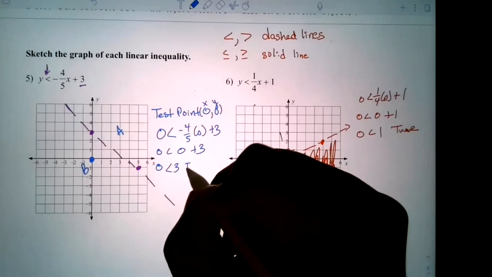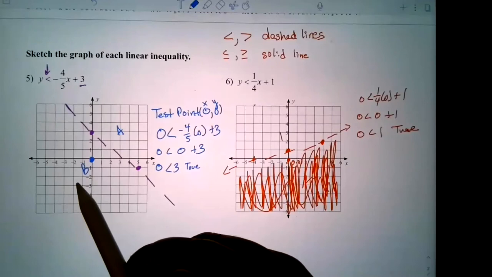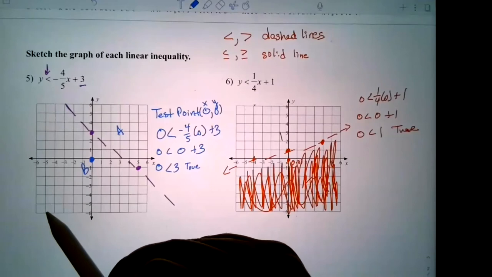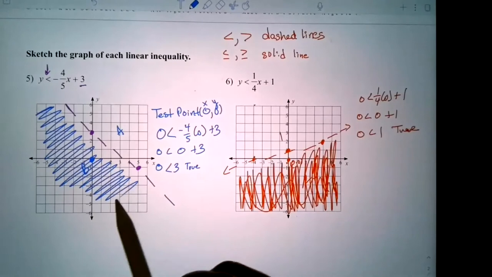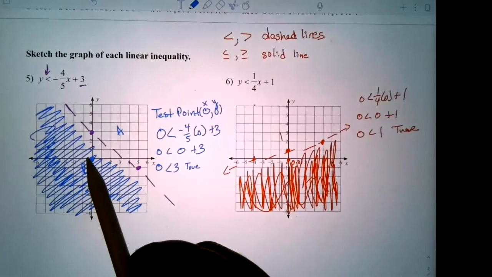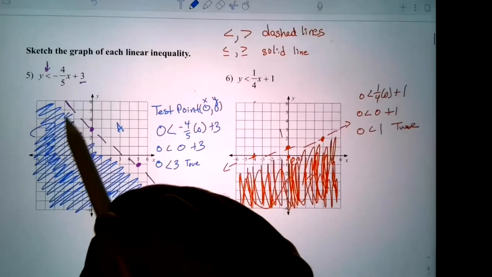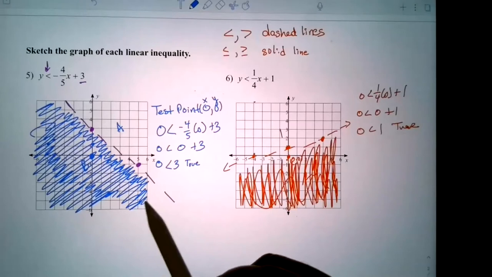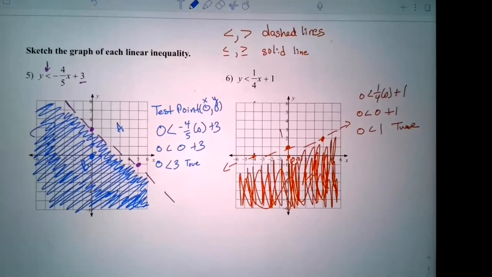So this is essentially what this means. Since my test point was on side B and it was true, everything on side B is true. So I shade everything on side B. If the test point I picked was on side B and it turned out to be false, then I shade everything on side A. That's how the shading works, okay? So wherever you pick that test point, if it's true, shade everything on that side. If it's false, shade everything on the opposite side. There goes the answer to 6. I'll give you a couple seconds to write it down, and then we're going to come down and do number 7.